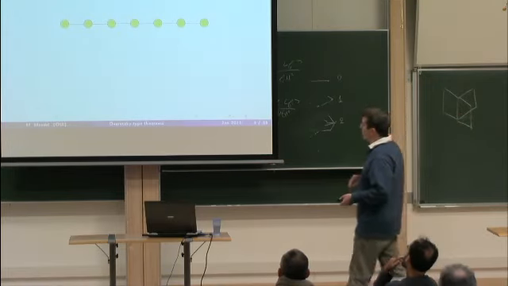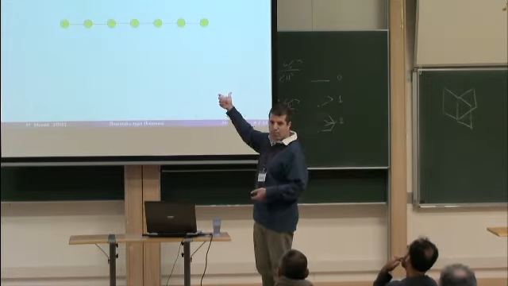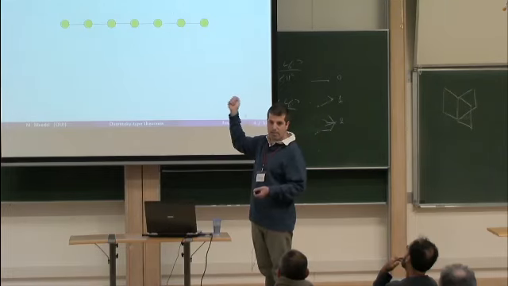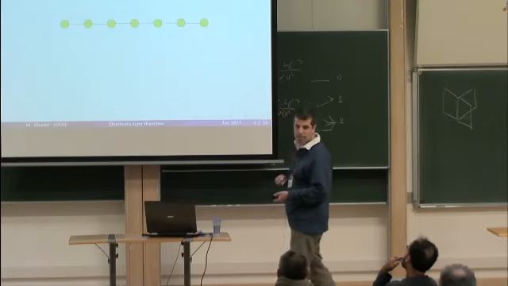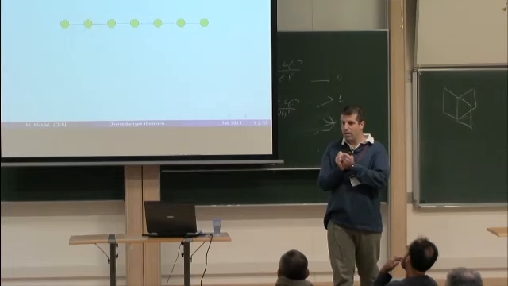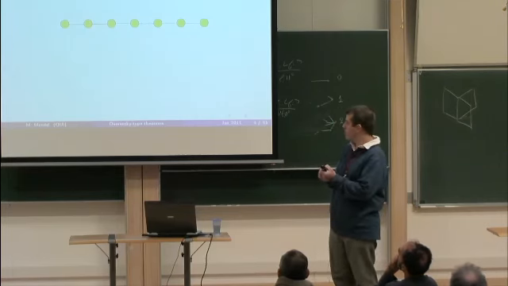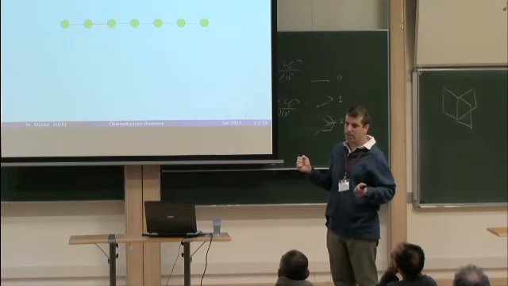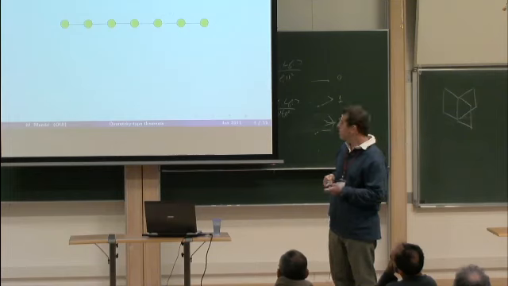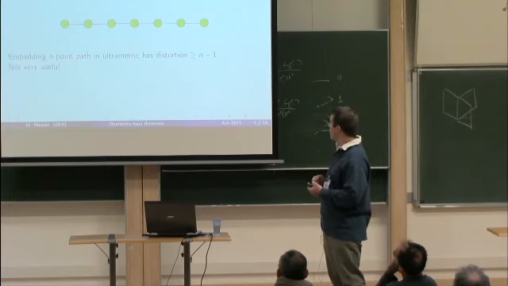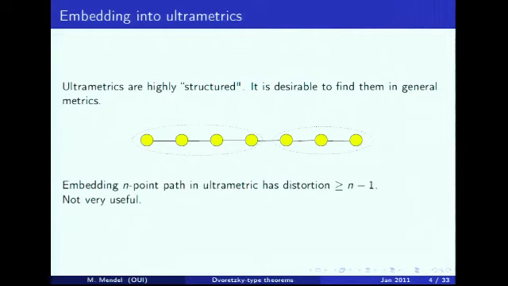And this means that you have an edge that crosses between clusters. Now the distances in the ultrametric between the clusters have to be at least n minus 1. So you start with a non-contracting embedding, and you have an edge that is stretched by a factor of at least n minus 1. So this means that any embedding of the path metric into an ultrametric has distortion at least n minus 1. And this fact is sometimes useful, but usually we don't like such high distortions.